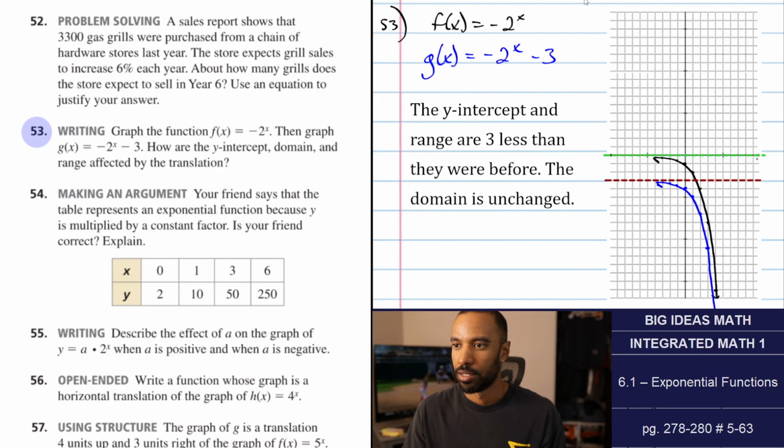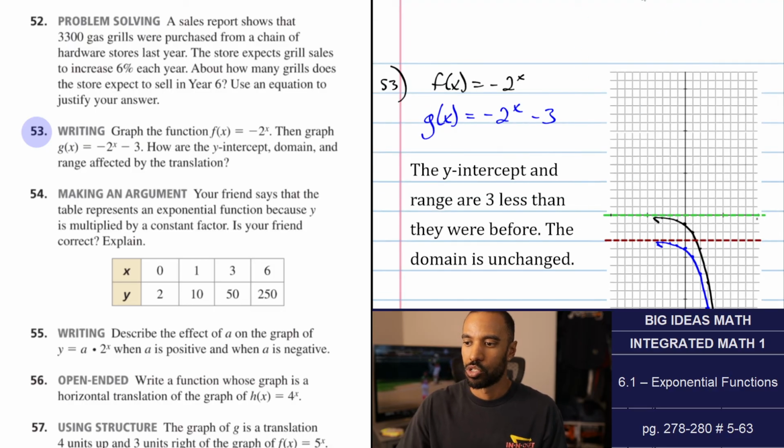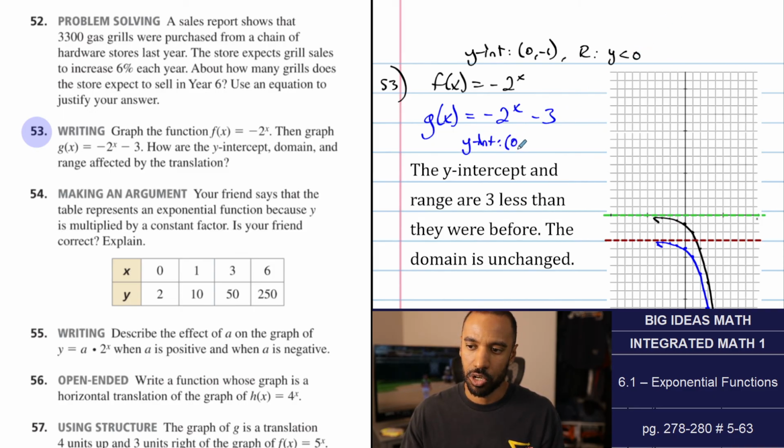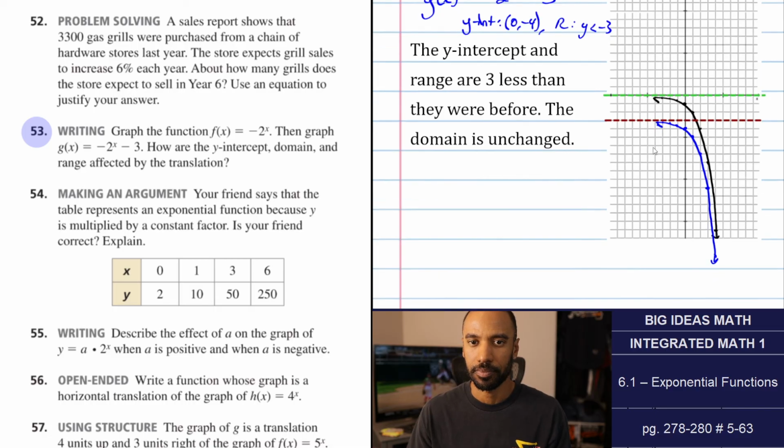So, again, range, shoot, I should probably write these. So y-intercept is at 0, negative 1. Range is y is less than 0. Listen, domain's all real numbers. I'm not even going to write it. Y-intercept here is at 0, negative 4. Range is y is less than negative 3. And there's a difference there.